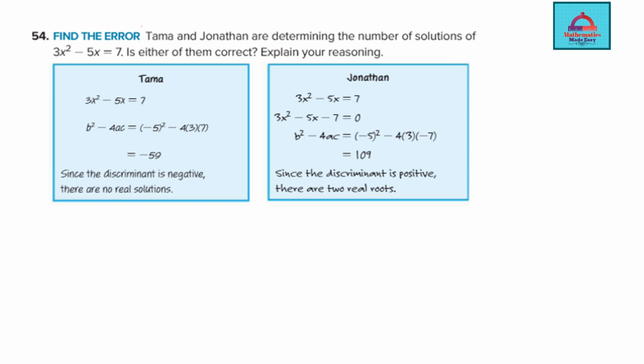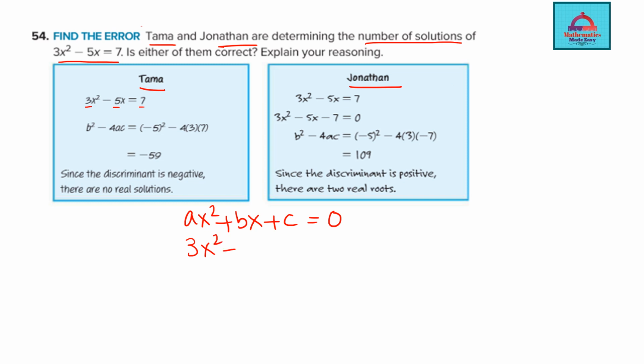Here you see two blue boxes. One is the solution that Tama has done. The second is what Jonathan has done. So you have two people here who have tried to find the number of solutions for this quadratic equation. Okay. Now this quadratic equation, step one, is not in standard form. So I gave you in the last slide that the standard form for a quadratic equation is this one. That means here your A, B and C are not together. So we need to move them.